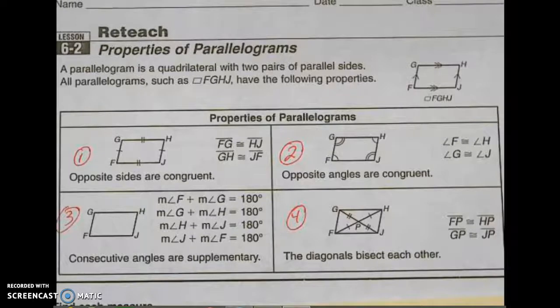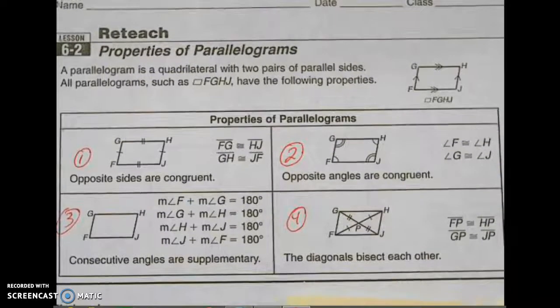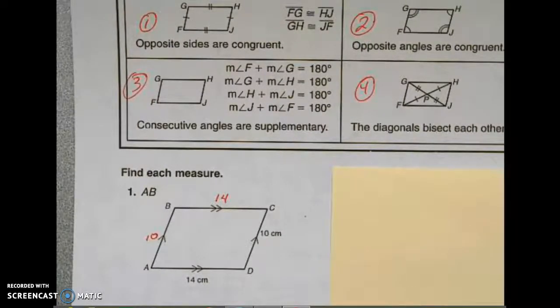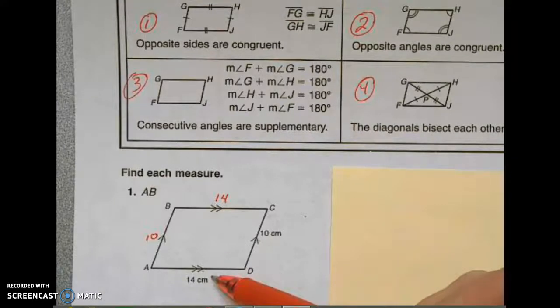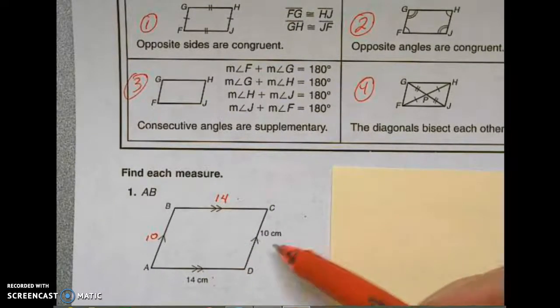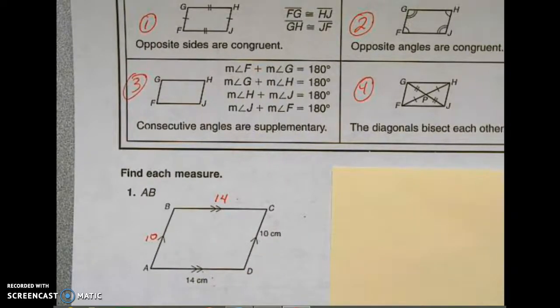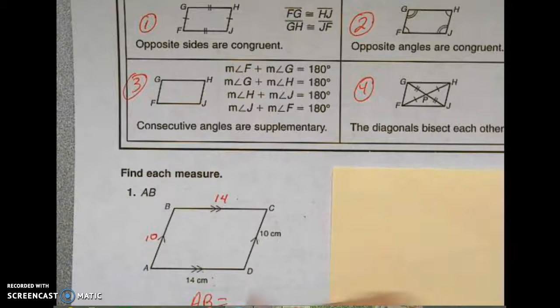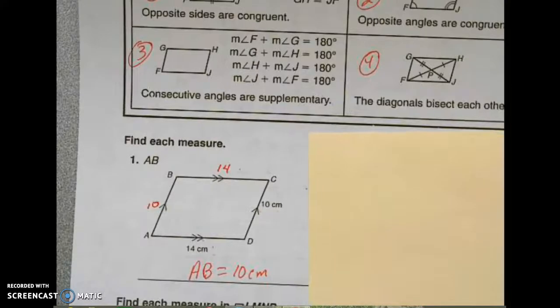So if we're trying to find the measures of parallelograms, I would label, what do I know? I know that if my lines are parallel to each other, the definition of a parallelogram, then the opposite sides are congruent. So if the bottom is 14, the top is 14. If the side is 10, the other side is 10. The question wants me to find the length of segment AB. So the length of segment AB is going to be 10 centimeters. I'm just getting that information from knowing my opposite sides.